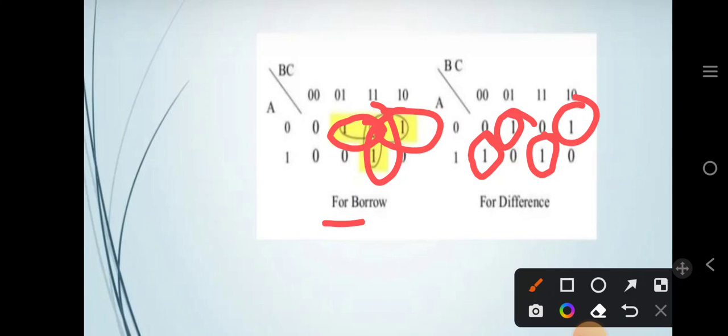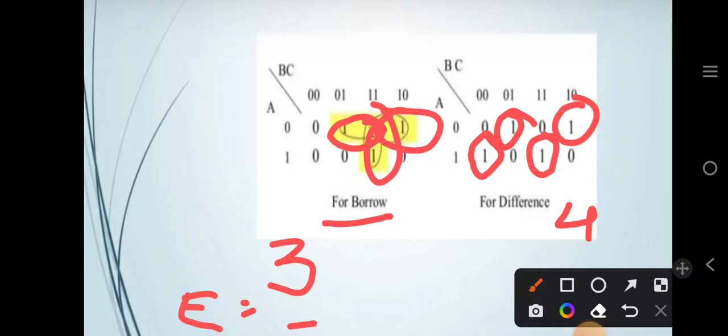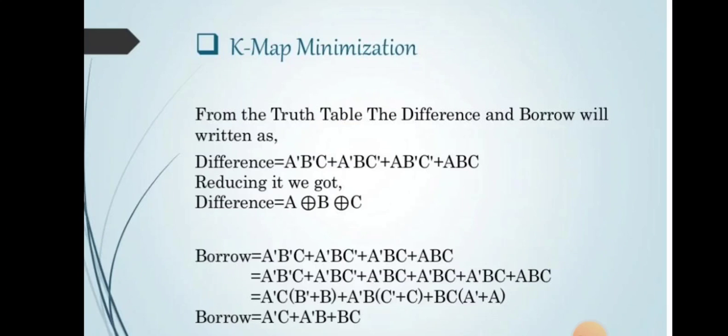For this you have to write 3 equations and for this you have to write 4, not equations. In one equation 3 groups will be there having sum altogether, and here there will be 4 groups and the equation. So here we have explained the equation. From the truth table, the difference and borrow will be written as this.